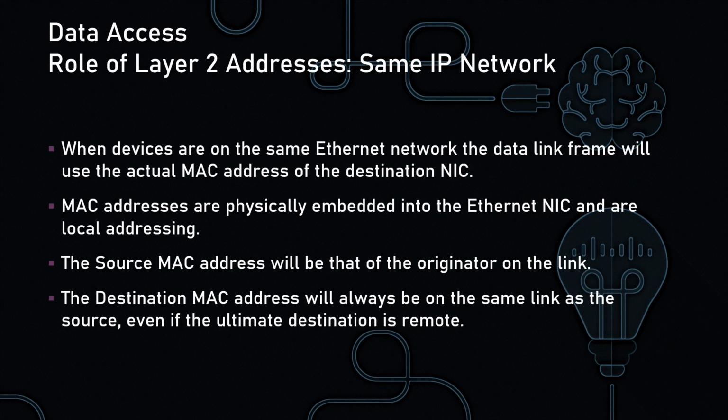So MAC addresses are physically embedded into the NIC. They are not changeable under conventional circumstances. So a NIC has a MAC address that's kind of like the VIN number on your car. It's there when it's manufactured and it stays the same until it's destroyed.